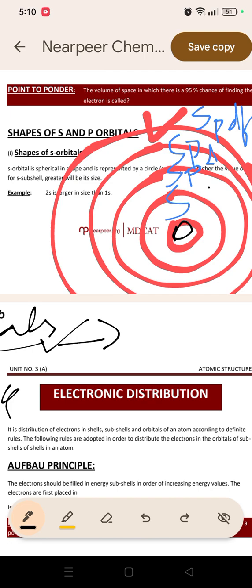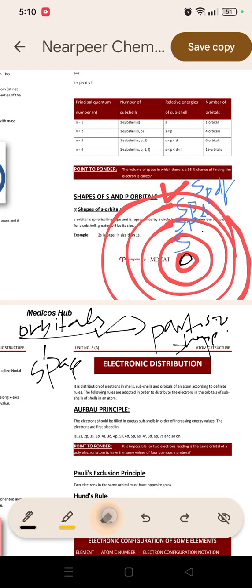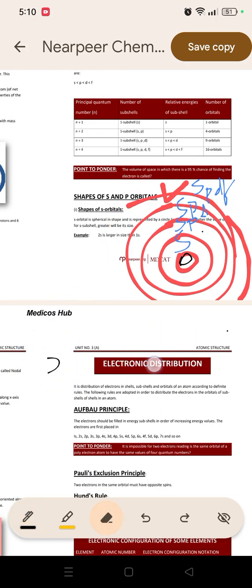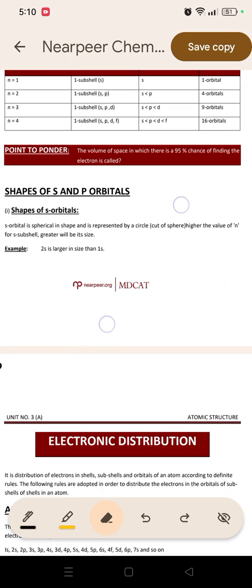They are associated with a particular size and shape, and they are all oriented around the nucleus. So I'm sure it's clear. Let's go with the first shape, which is S.